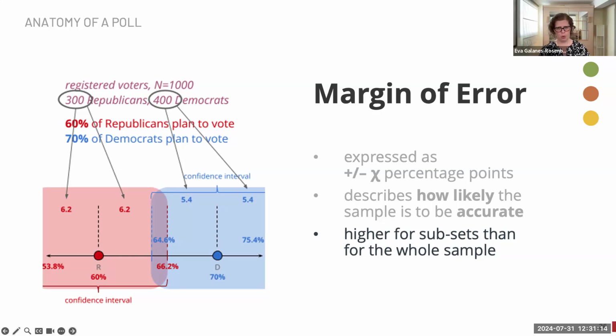When you look at a poll that's done online, you will see something that's similar to a margin of error, but it's not statistically exactly the same thing, but it's still an estimate of the error of how accurate the poll is.